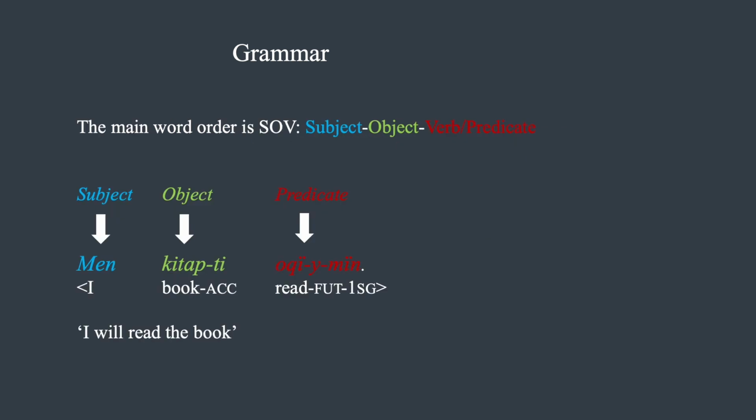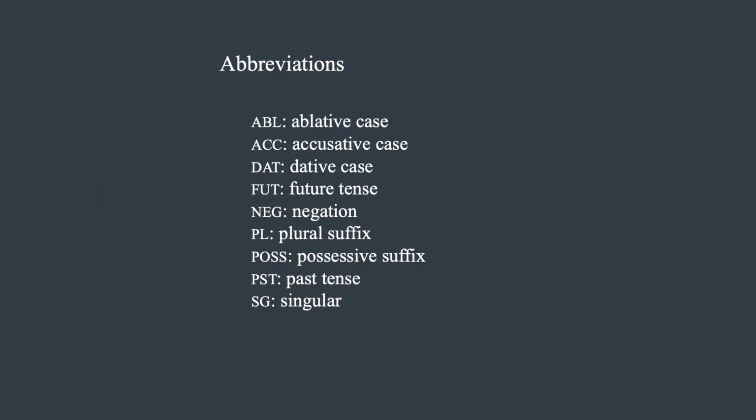The basic word order in Kazakh is SOV, which is subject, object, verb, or predicate. In the following example, men kitapta okuyman, I will read the book, the subject is men, the object is kitapta, that is in the accusative case. The predicate is okuyman, that bears the future tense and the first person singular marker. The direct translation of the sentence would be I book read. Here is the abbreviation list used in this video in case you missed them.